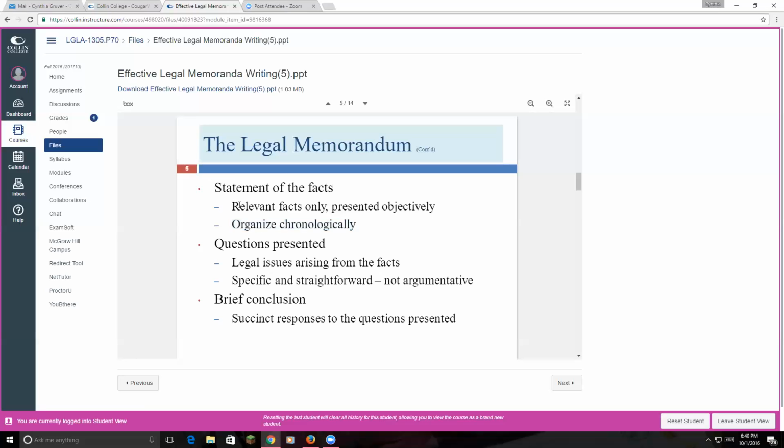The other big thing about the statement of facts, and honestly this is the more common problem, is that people will include irrelevant facts.